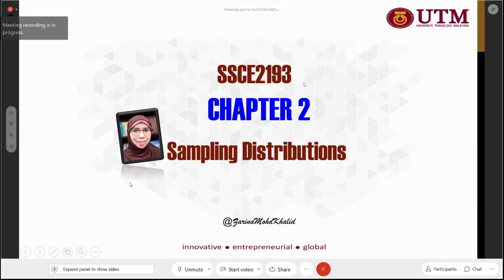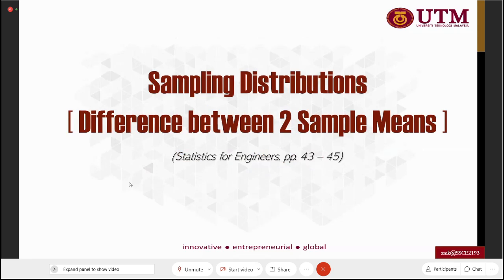Right, Bismillahirrahmanirrahim. We are going into the second topic of chapter 2 on sampling distributions. Okay, so if you do have your statistics for engineers textbook, please refer to page 43 until 45. Okay, here we do have the difference between two sample means.